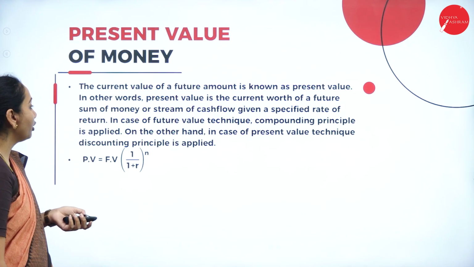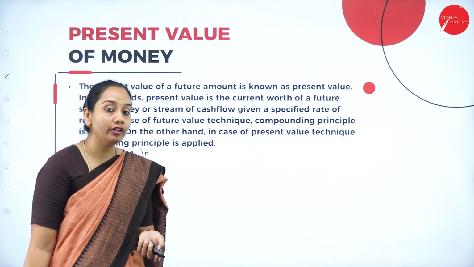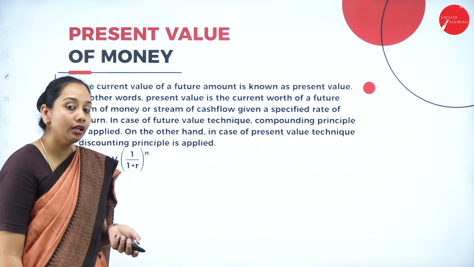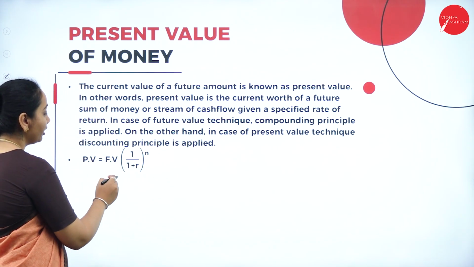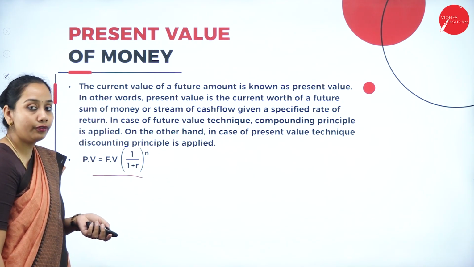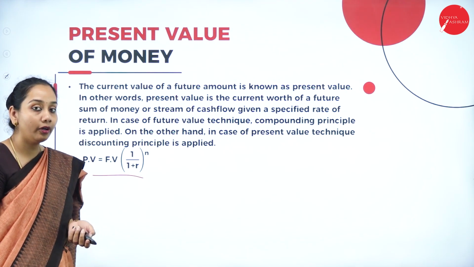So present value of the money. If you want to find out the present value of money, you need to adopt the discounting technique method. So the formula for calculating the present value is equal to future value into 1 divided by (1 + r) to the power of n.